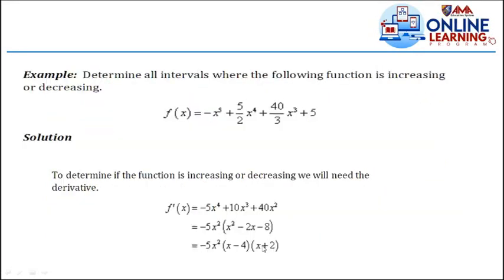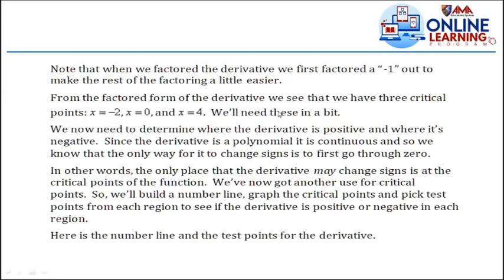So here, x plus 2 is equal to 0, so we have x equals negative 2. x minus 4 is equal to 0, so we have x is equal to 4. Negative 5x squared is equal to 0, so we have x is equal to 0. So that's it. We'll need this in a bit.